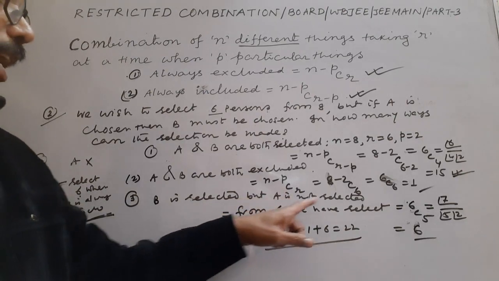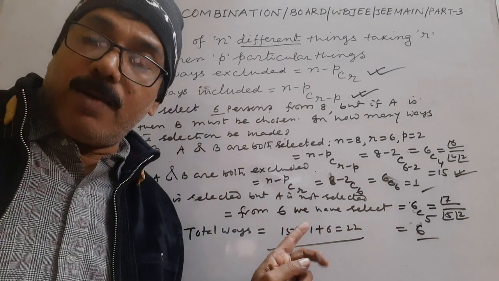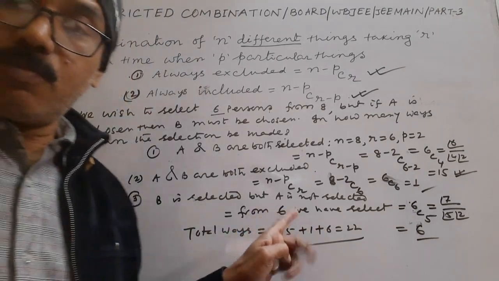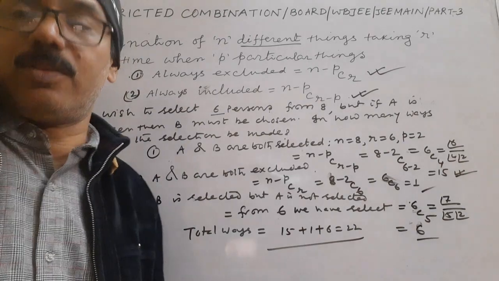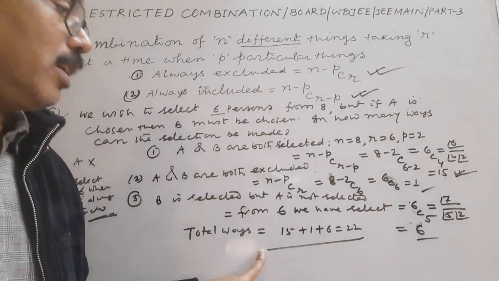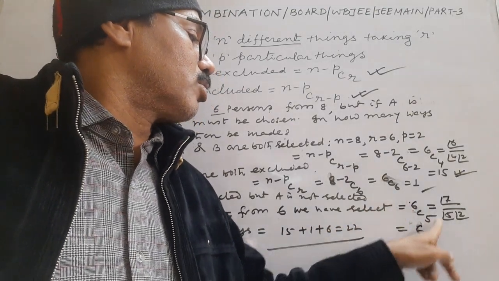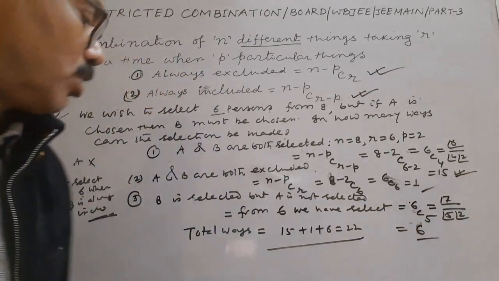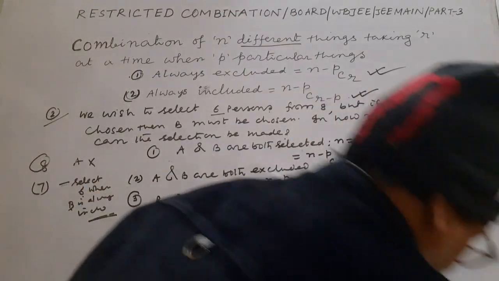So deleting A at first, we have to select 6 from the remaining 7 where B is already included. So if you take B at first, then you have to select 5 from the remaining 6. So 6C5 equals 6. So total is 21.